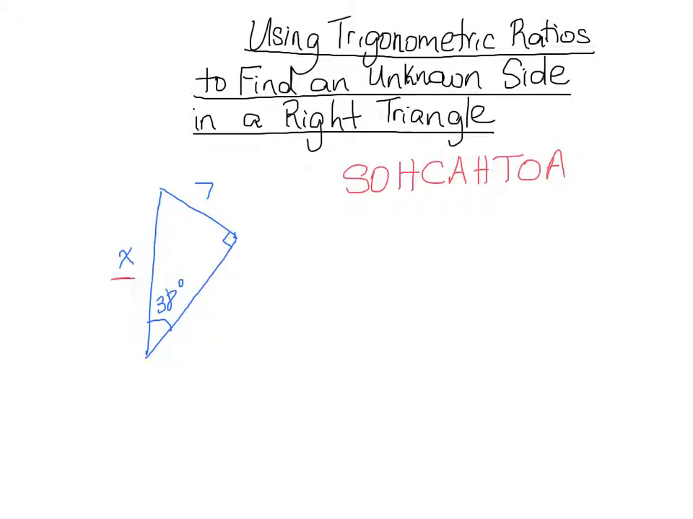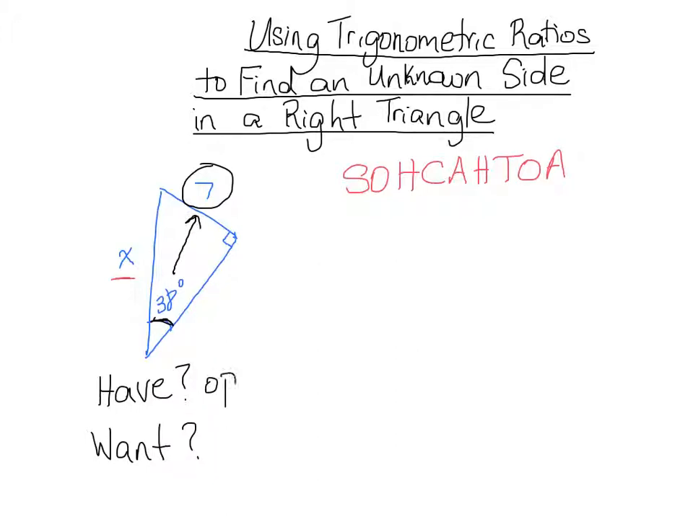And ask yourself two questions. And your two questions should be, firstly, what do I have? And what do I want? So we have a 7. What is that side called? Well, our angle is over here, and that side is opposite that angle. So I have the opposite. What do I want? Well, I want to find x. X is opposite our 90-degree angle. Therefore, I want the hypotenuse.